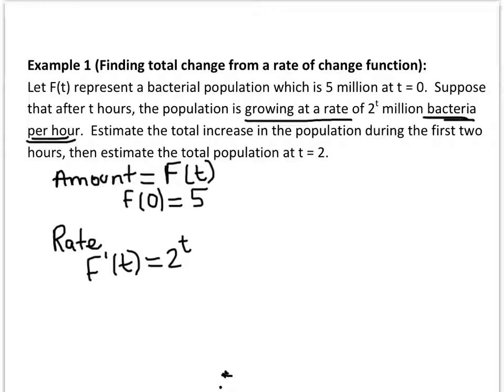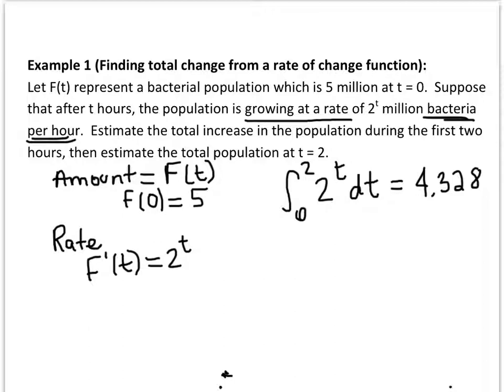I'm being asked to estimate the total increase in population during the first 2 hours. The fundamental theorem of calculus tells me that if I integrate a rate of change function, I get total amount of change. So I'm going to integrate my rate of change function here from 0 to 2. My rate of change function is 2 to the t, dt. I'm just using the calculator to integrate that, good old Math 9. I put 2 to the t in Y1 and then integrated from 0 to 2, and I get this numerical answer.